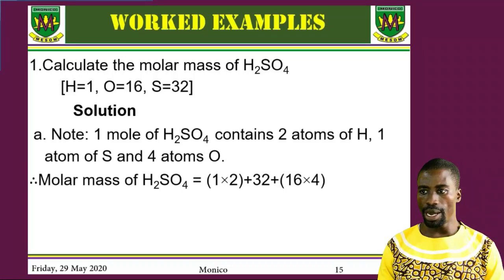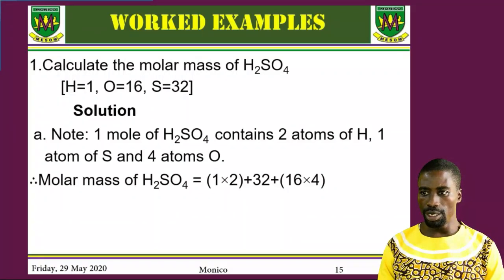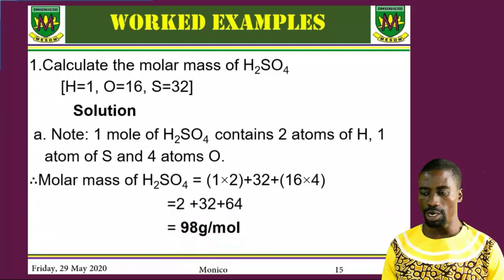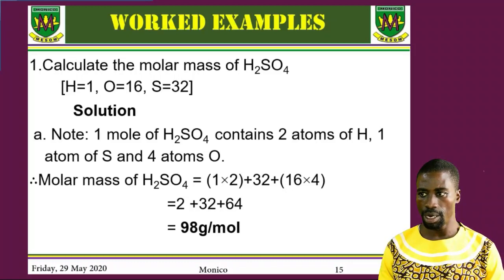And when you go back to relative molecular mass, you saw that we also had 98 without a unit, but this 98 is gram per mole, and that is what brings about the difference between the relative molecular mass and the molar mass. So take note of the two.